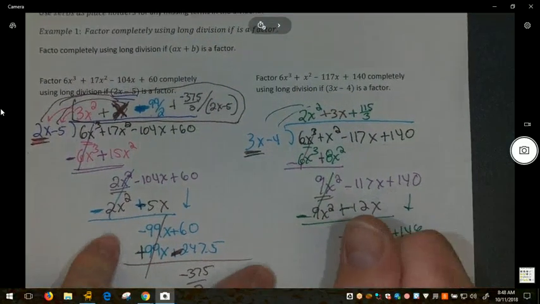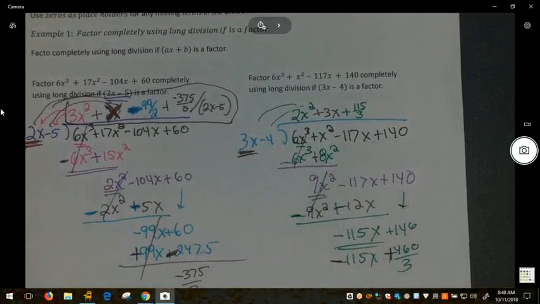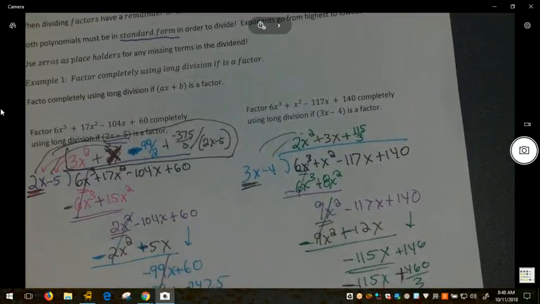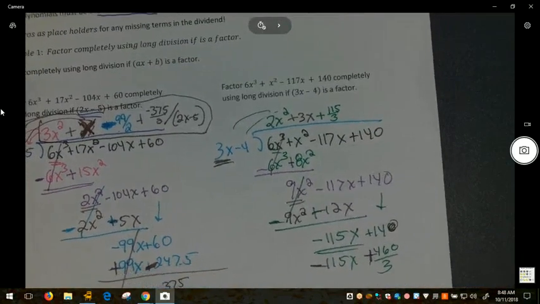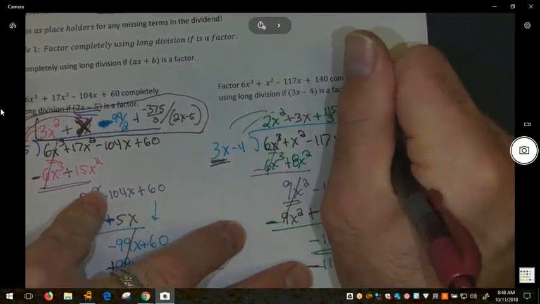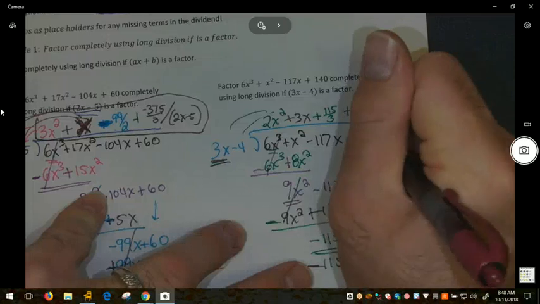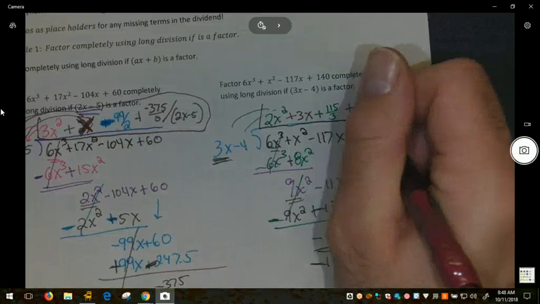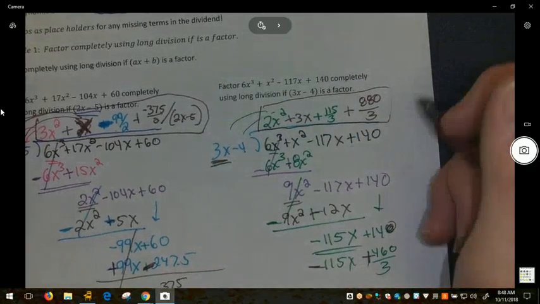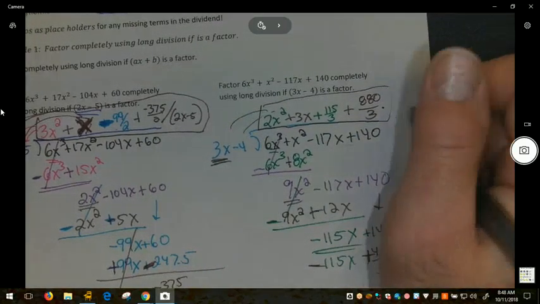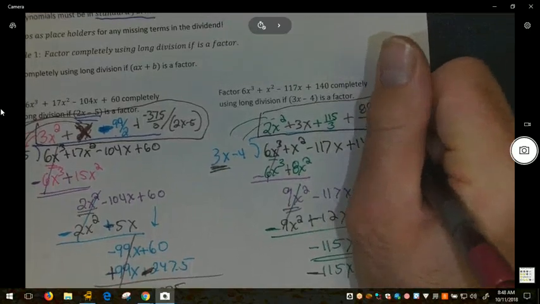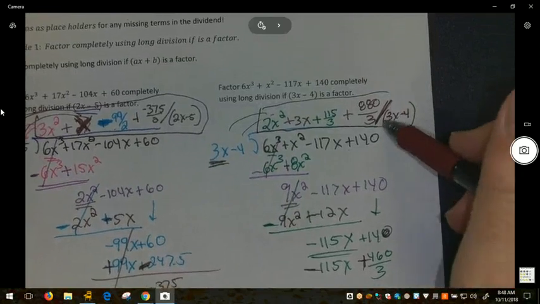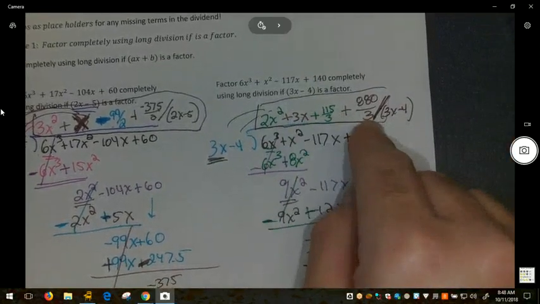But we have to change the signs. Don't forget that step. And then I'm going to combine that with the 140. That's a 140, not a 146. Leaving me with the remainder of 880 thirds. Because we have a remainder, that 880 thirds goes over the divisor of 3x minus 4. Because we have a remainder, this is not a factor of the dividend.